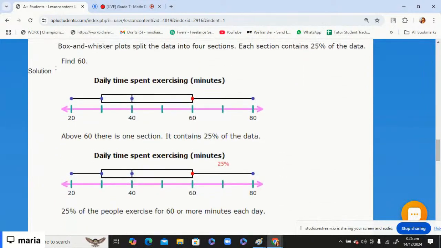Why? Because box and whisker plots basically split the data into four sections, and each section contains 25% of the data. When each section is 25% of the data, and the last data is on 60 and greater than 60, only that section is involved, so it's only 25%.